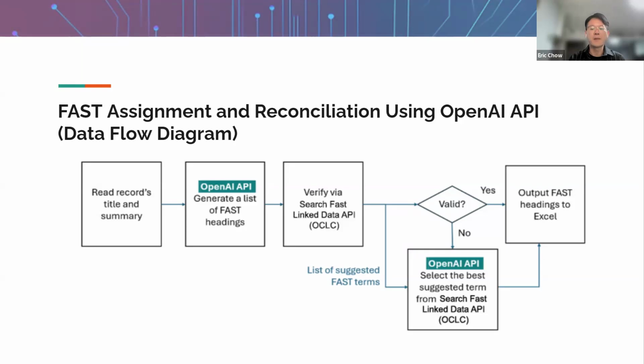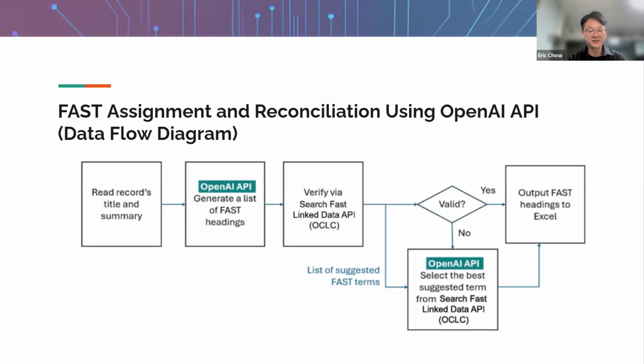So we feed them one by one into the FAST linked data API on the OCLC website. Now, if the API verifies that it is indeed a valid FAST topical heading, then that's great. We'll just output it straight into the Excel file, which will be used downstream in the workflow. However, if it is not a valid FAST heading, then the OCLC API may or may not return a list of suggested FAST headings for us to choose from.